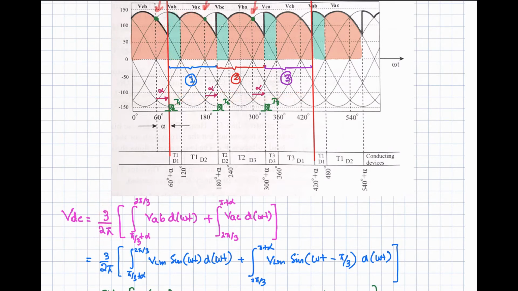And okay, now let's look at this one, VAB. So what for this portion will be available across the load from the angle alpha, right there.